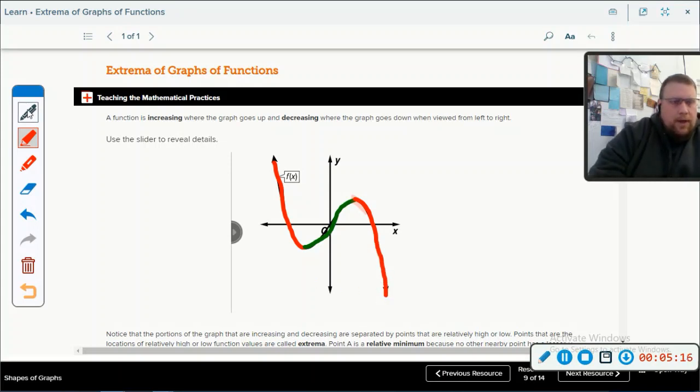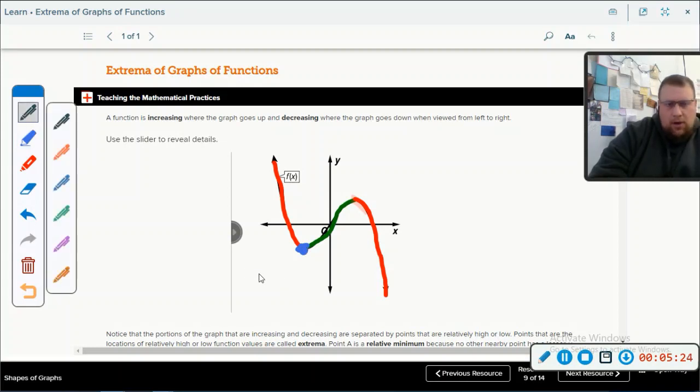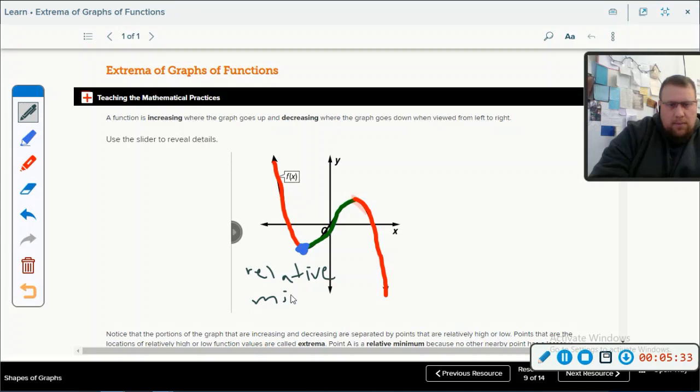So these are special points we're looking at right here. The point where it changes from decreasing to increasing, that's going to be called a relative minimum. That is terrible writing, but go with me. Relative minimum.